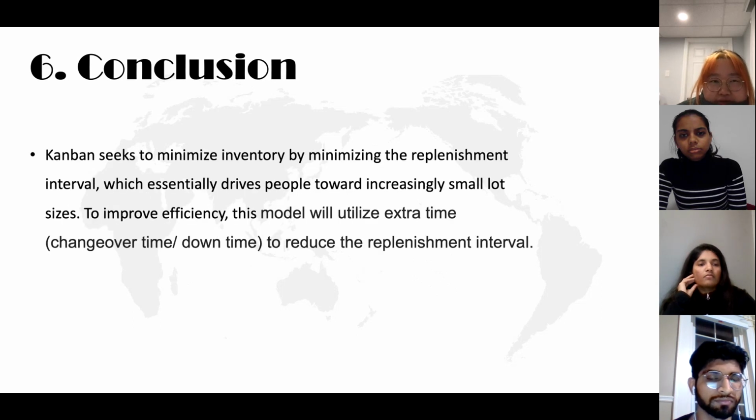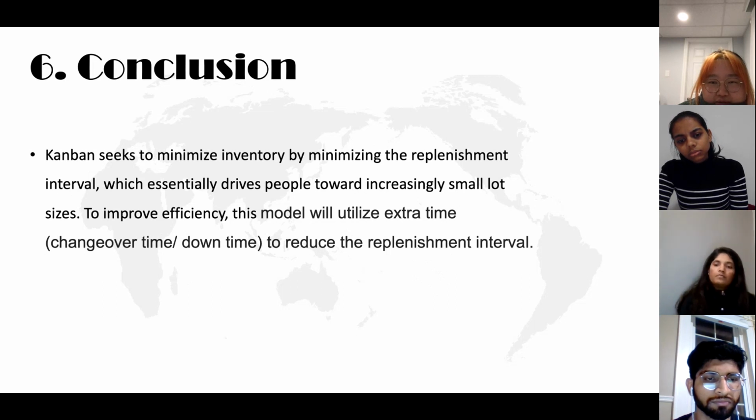Now let's move on to the conclusion. Kanban seeks to minimize inventory by minimizing the replenishment interval, which essentially drives people towards increasingly small lot sizes. To improve efficiency, this model will utilize extra time to reduce the replenishment interval.